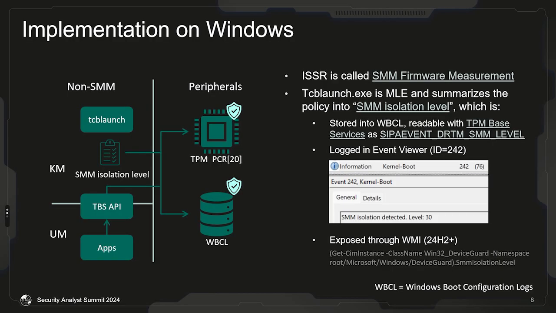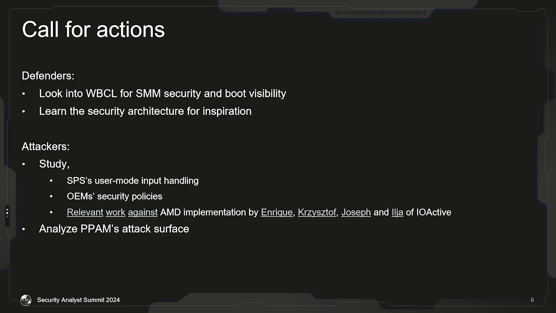TCB launch saves it into TPM and also into the TPM event logs, which on Windows is called WBCL, the Windows Boot Configuration Log. That is accessible from the TBS API. So as a call to action for defenders, look into WBCL. The WBCL contains a lot of information about the boot state beyond just the SMM isolation level, so it will provide great visibility into how the system has booted.